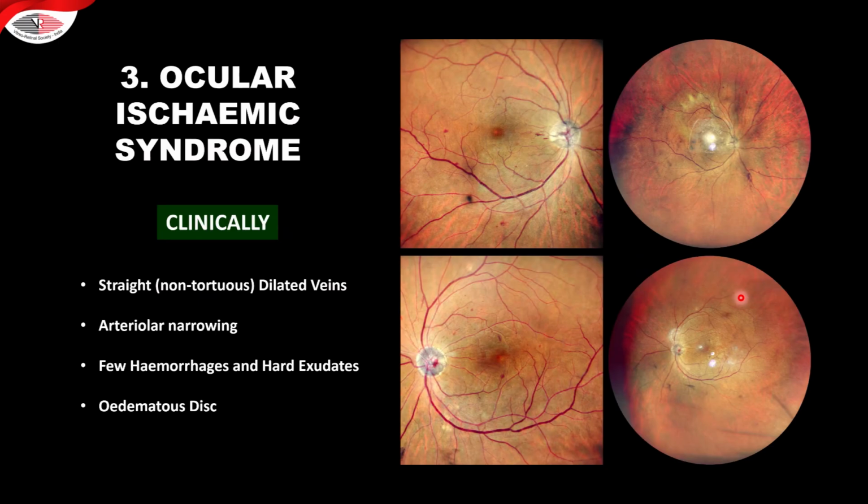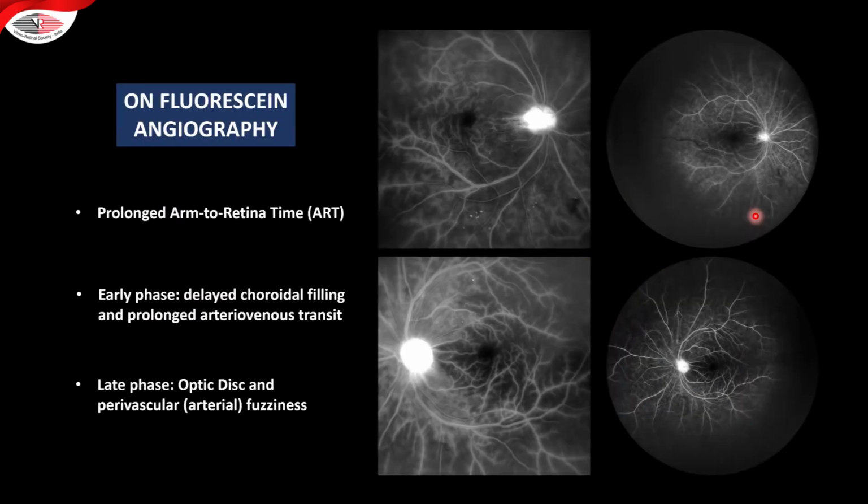Then you come to ocular ischemic syndrome. Now, these are straight dilated veins. They don't show much tortuosity, arterial narrowing, few hemorrhages, and hard exudates, edematous disc. A fundus which is featureless to a large extent. On fluorescein angiography, you'll have prolonged arm retina time. Early phase has delayed choroid filling and prolonged arteriovenous transit, and the late phase has optic disc hyperfluorescence, a hot disc, and perivascular fuzziness, which can be seen in these cases typically.